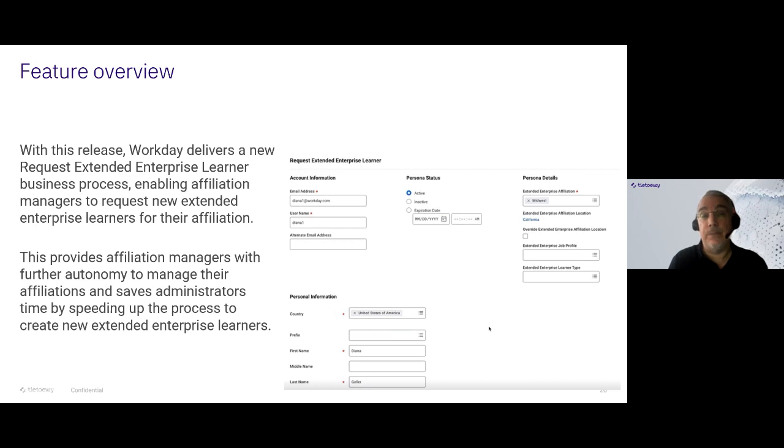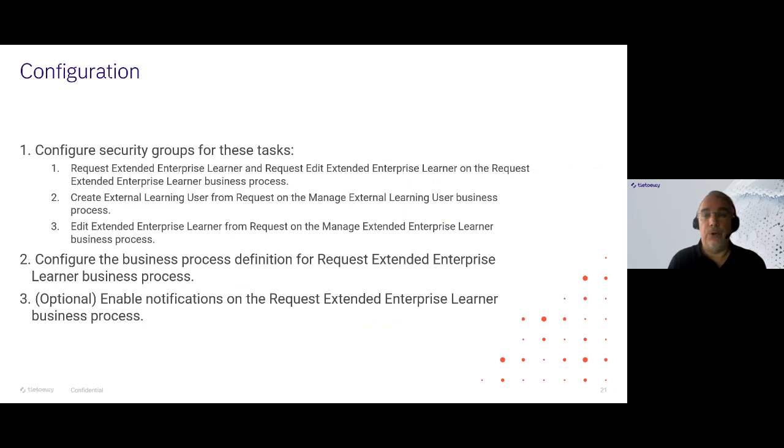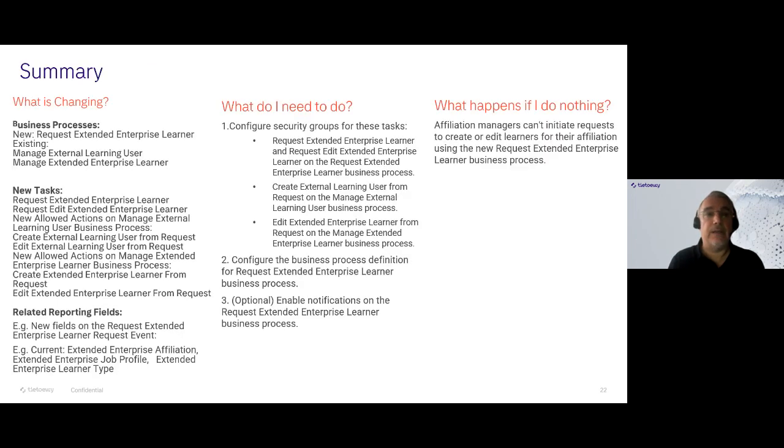They can even ask for them to be created as inactive, or set an activation date for when they should be active. For example, if they know that these guys will start working at the beginning of next month, they can ask them to be activated only from the beginning of next month. So really taking away the pressure from your learning team. There are some security groups that need to be set up, and of course some business processes that need to be updated. And a brief summary of what is included.